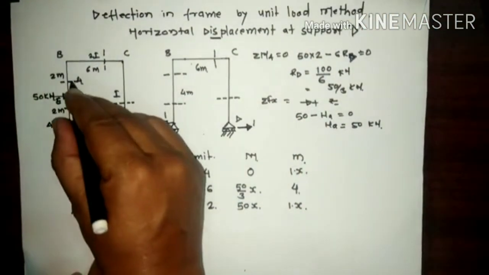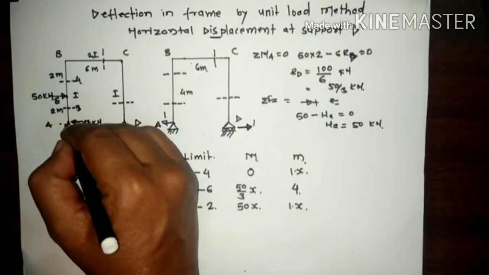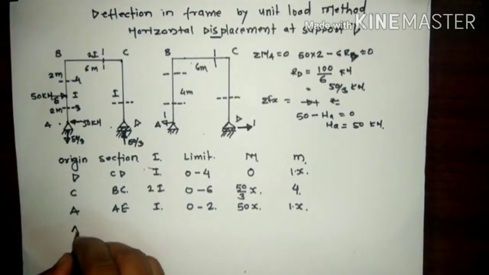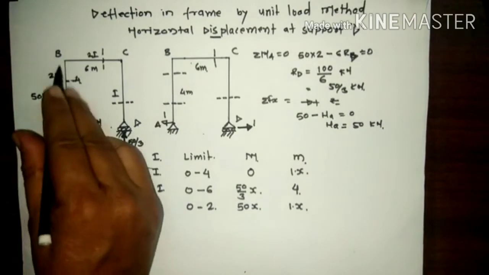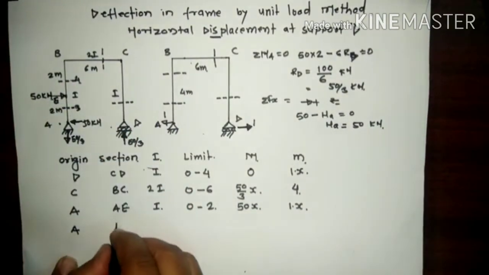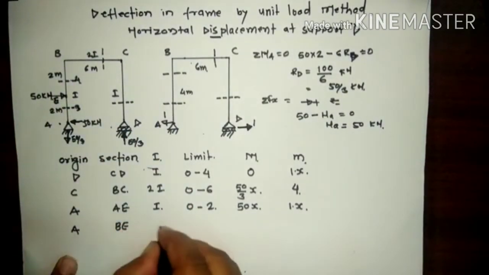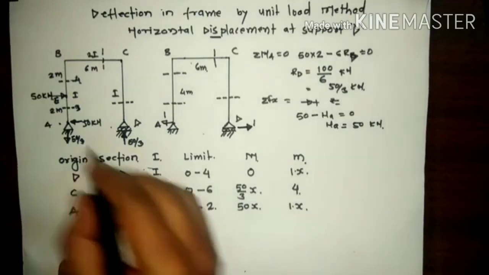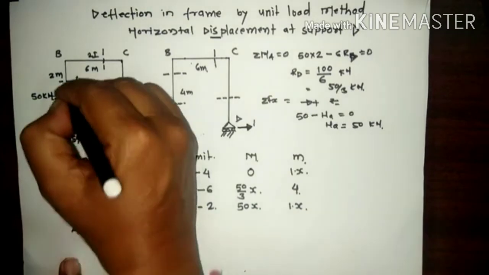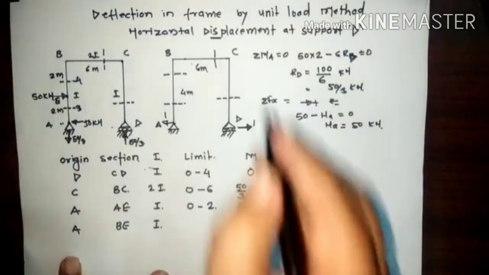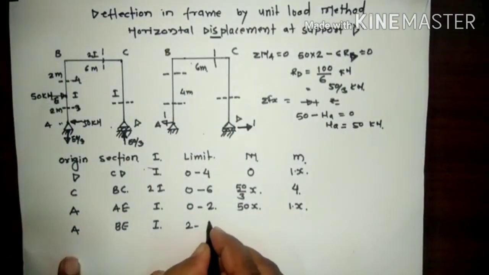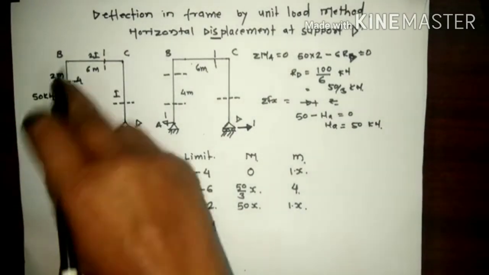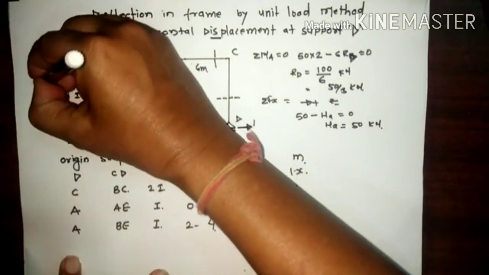Then the last section. Now we are taking the same origin over A. We are not changing the origin A. But span is what? This BE. For that I is equal to I. But already 0 to 2 is completed. From here to here 2 is completed. So limit is what? 2 to 4. So now this is our x for this section.